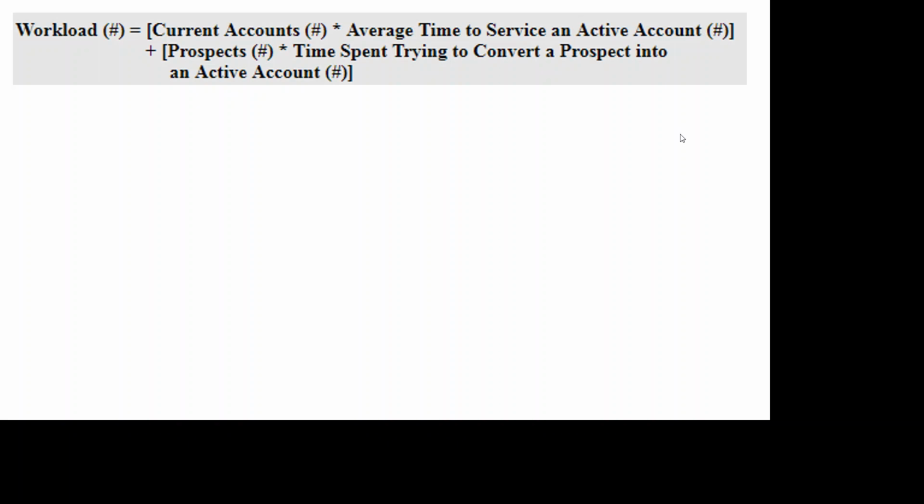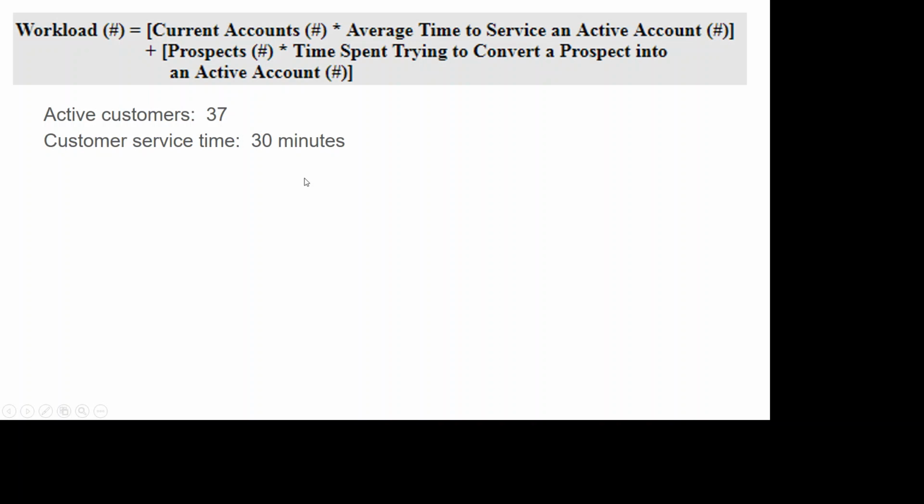You also need to know how long it takes to call on a customer, and how long it takes to call on a prospect. When we say call on, we simply mean how long it takes them to make a particular sales call. So let's go through an example. You work for a medical device company. At this point in time, you have 37 active customers, customers that are currently buying from you.